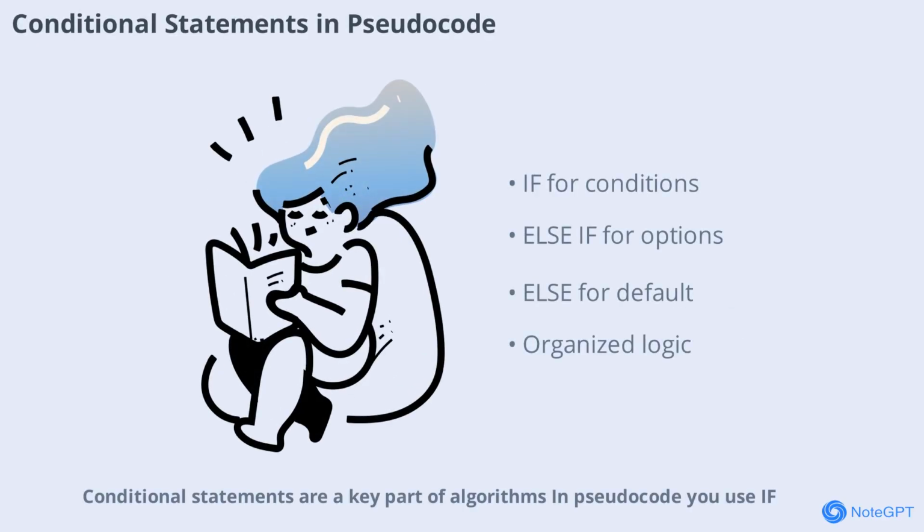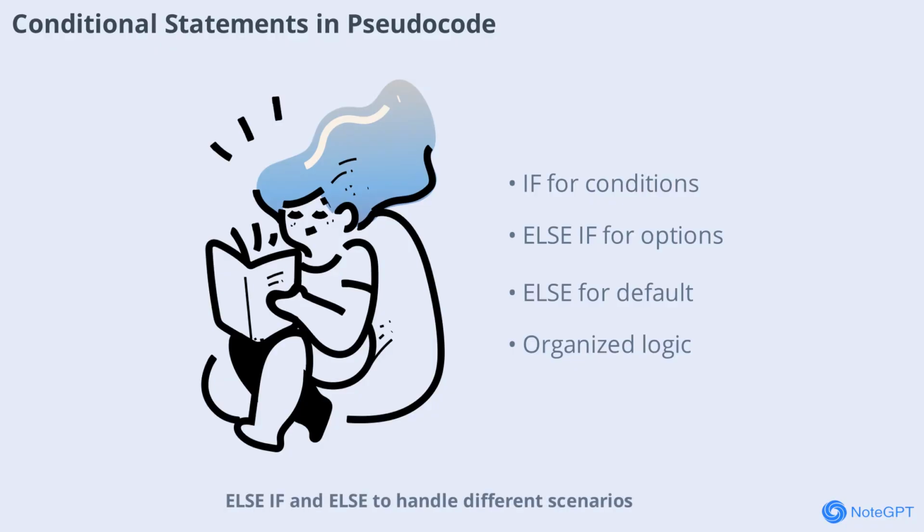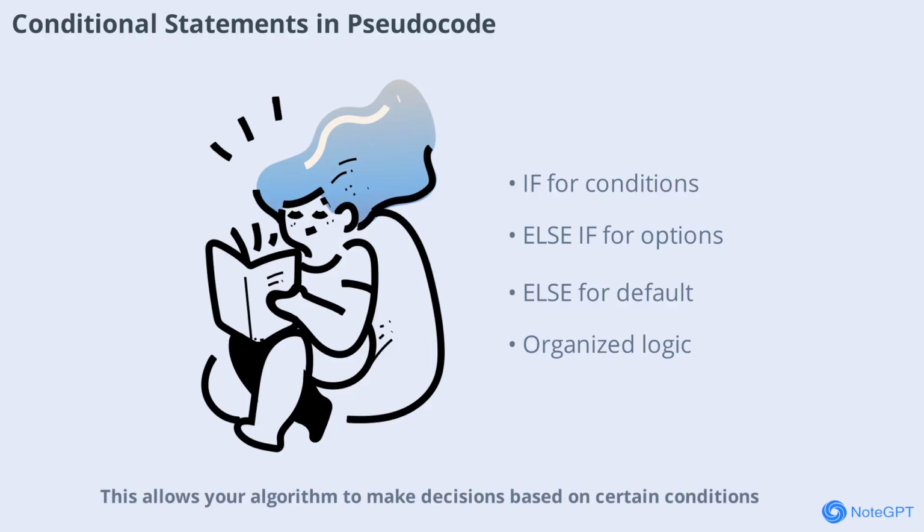Conditional statements are a key part of algorithms. In pseudocode, you use if, else if, and else to handle different scenarios. This allows your algorithm to make decisions based on certain conditions. For example, you might check if a number is positive, negative, or 0 and handle each case differently. Using clear conditional statements keeps your logic organized and easy to follow.